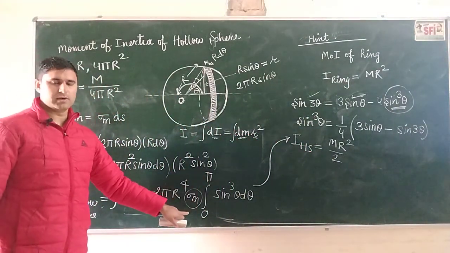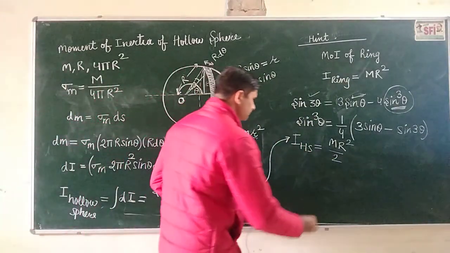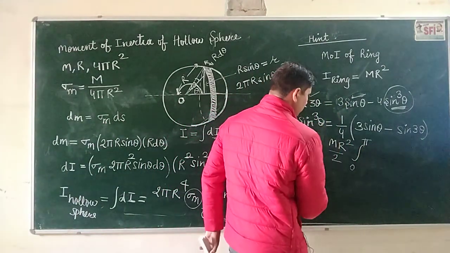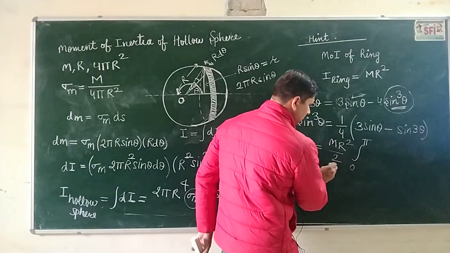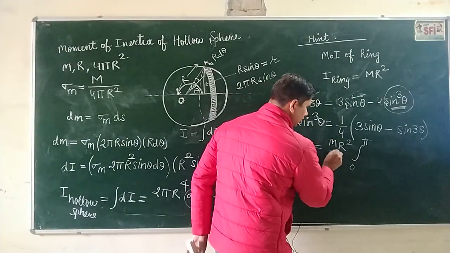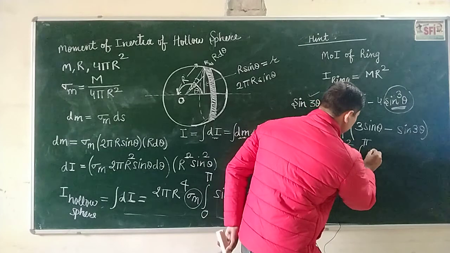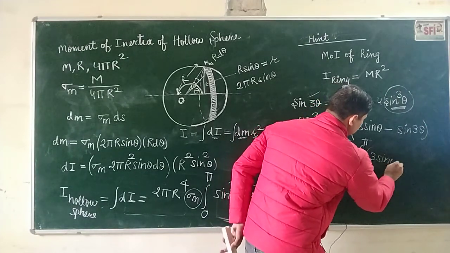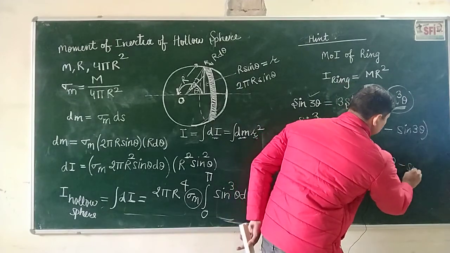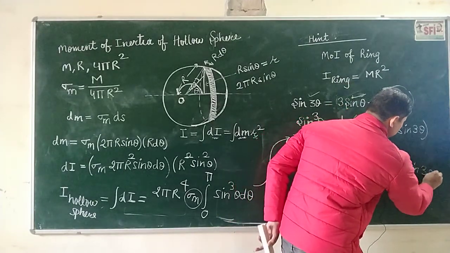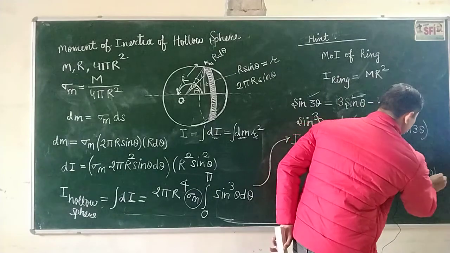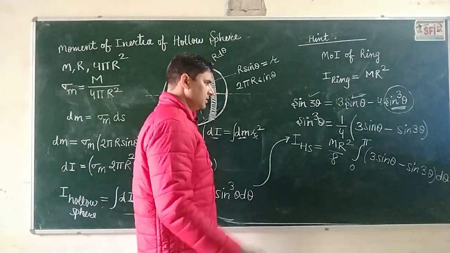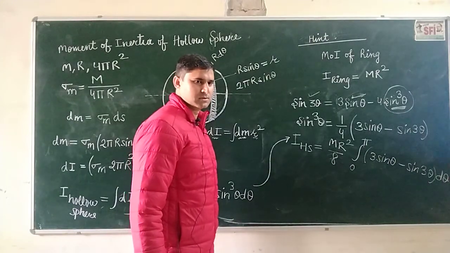If you substitute the value of sigma m, here you will get integration 0 to pi. You have 1 by 4, I am taking it outside, so it will become 8. Then you have 3 sine theta minus sine 3 theta, bracket close, and then d theta. Now you are to integrate it, and finally you will get the result.